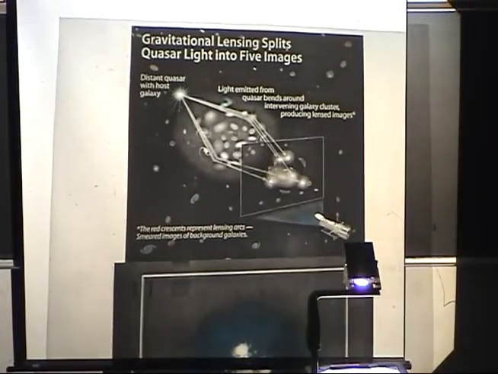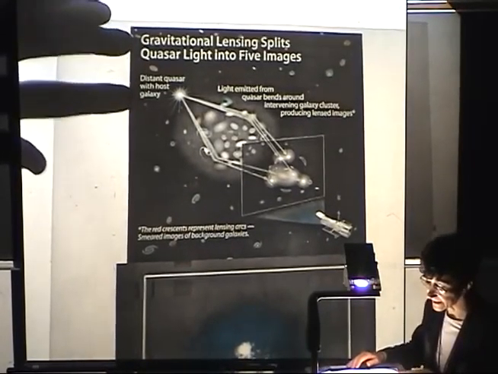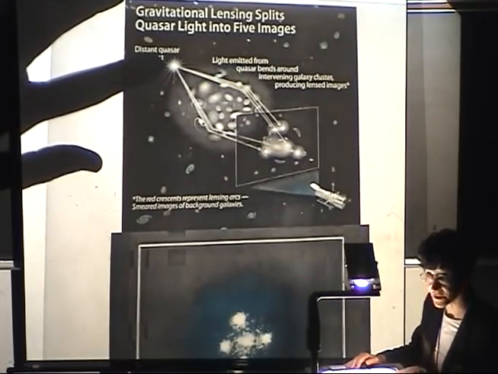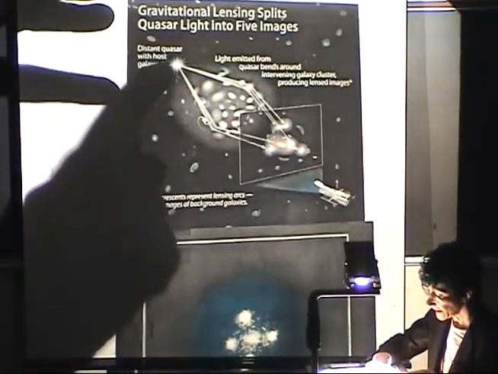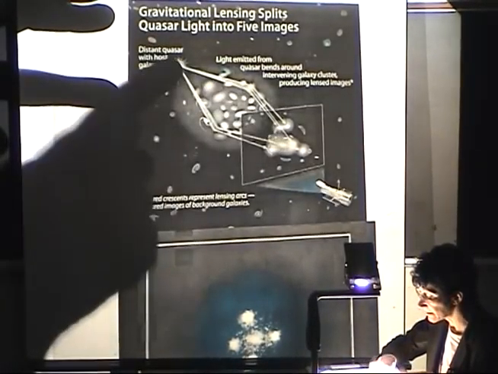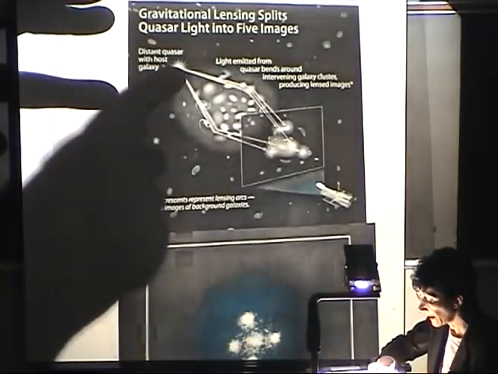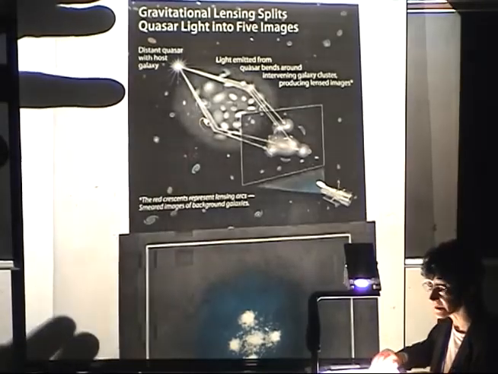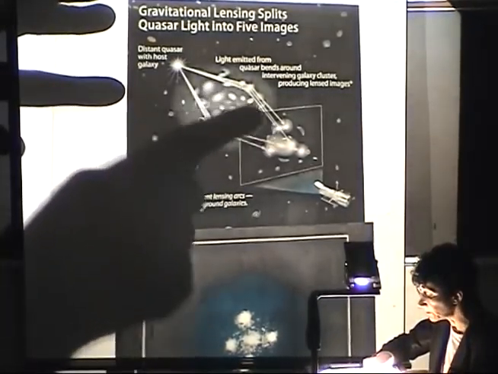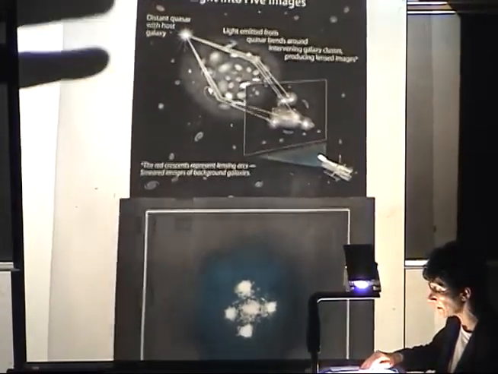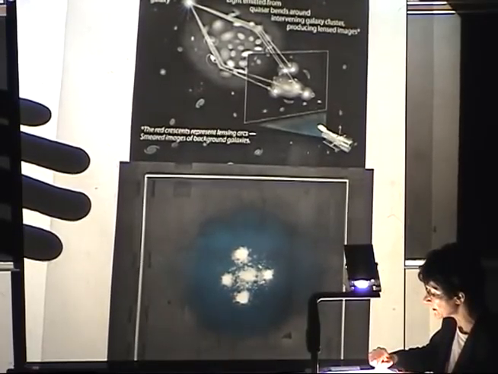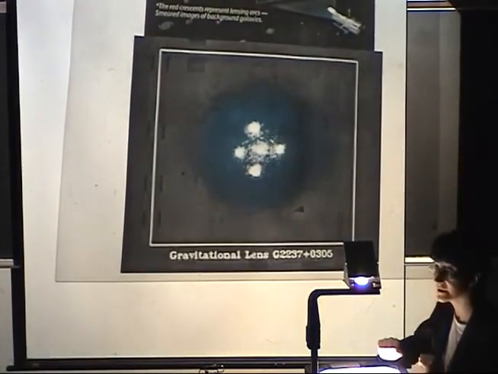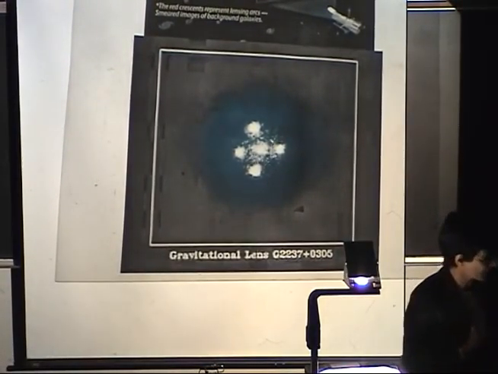Here you have, for example, a distant quasar, a very bright source, very far away, and the rays of light that should move straight are actually deflected by the presence, in this case, of a cluster of galaxies. And then you see multiple images arriving to us. Here you see multiple images of one particular quasar taken with the Hubble Space Telescope.